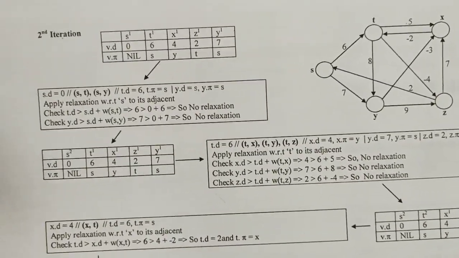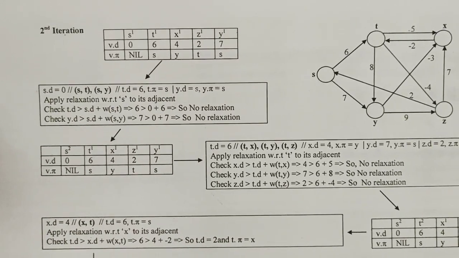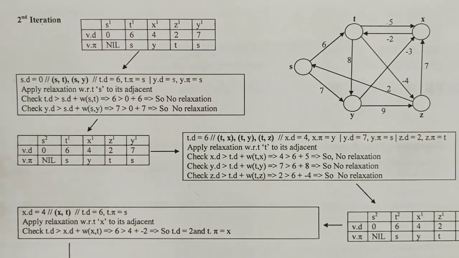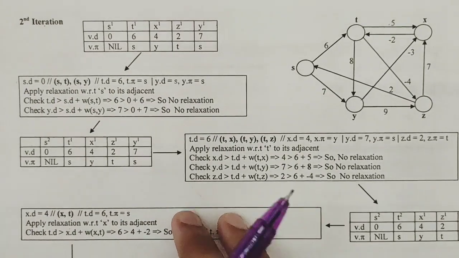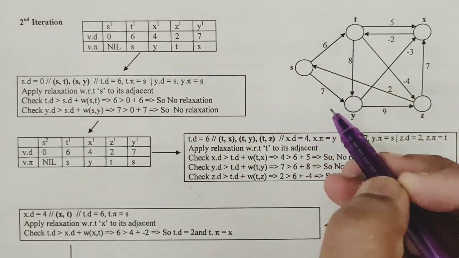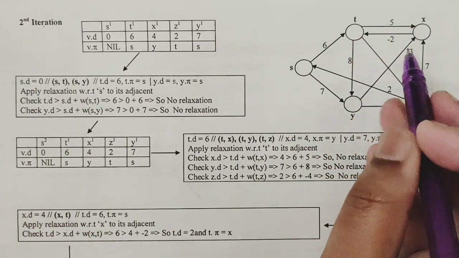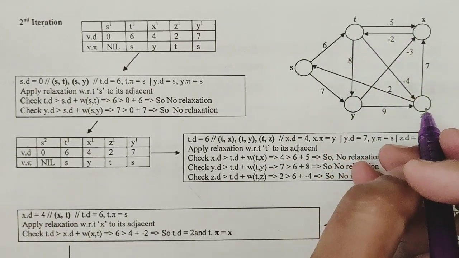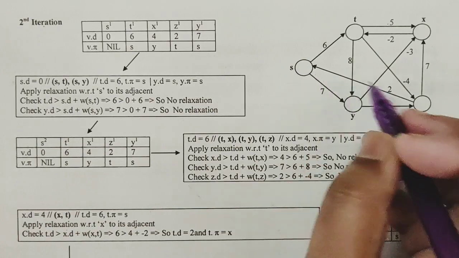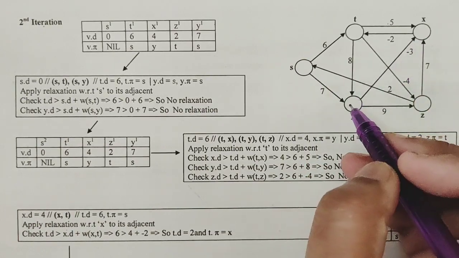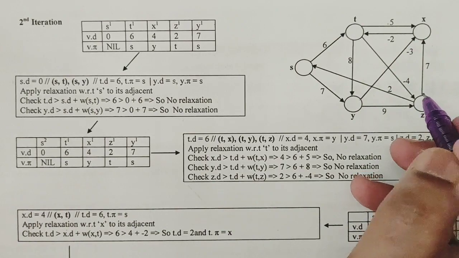Second iteration, again we have to start or repeat the same process which we applied for the first iteration. Okay, again the edges are s2t, s2y, t2x, t2y, t2z, x2t, then z to s, z to x, and finally y to x and y to z.